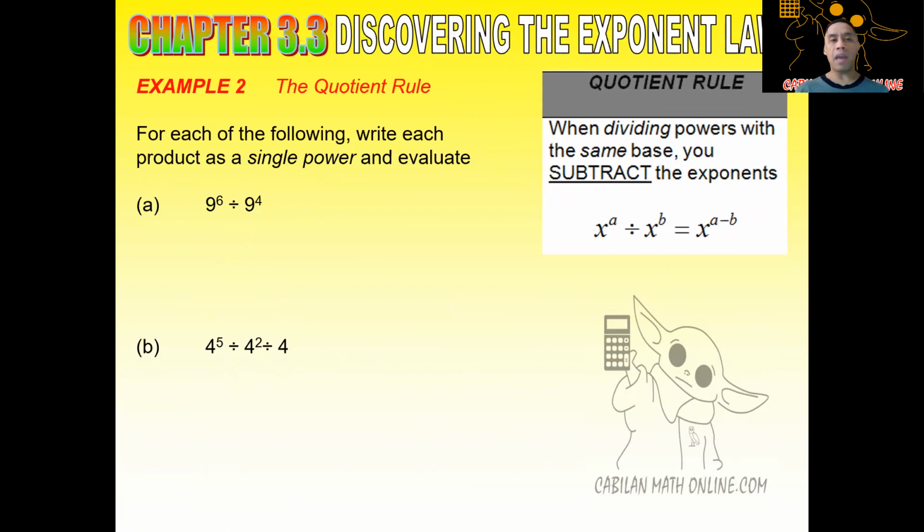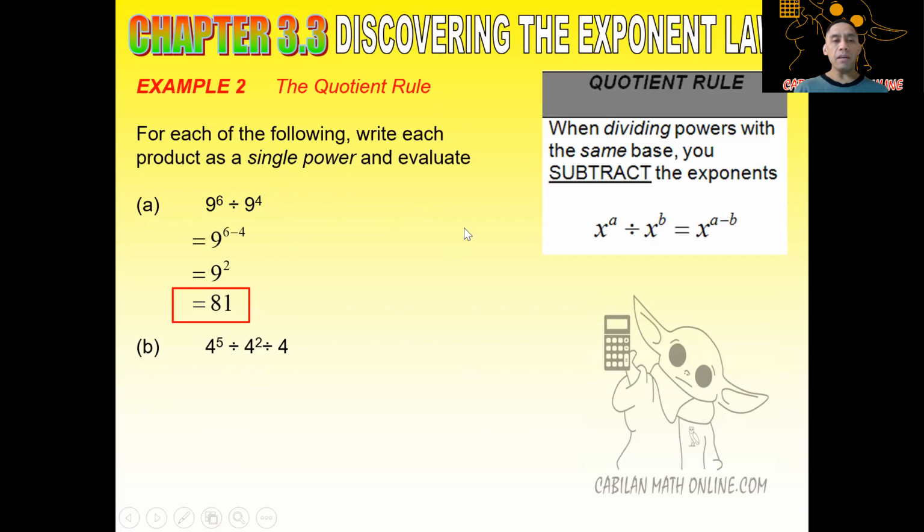So you notice that what we have here is a common base of 9. So in the next step, we subtract the 4 from the 6. So in the next line, we have 6 minus 4, which gives me 9 squared. And when we evaluate that, that'll give us an answer of 81. Again, going back to the question, this 9 to the exponent 2, that's what it means to express something as a single power. And then to evaluate it is simply just to put it in your calculator.